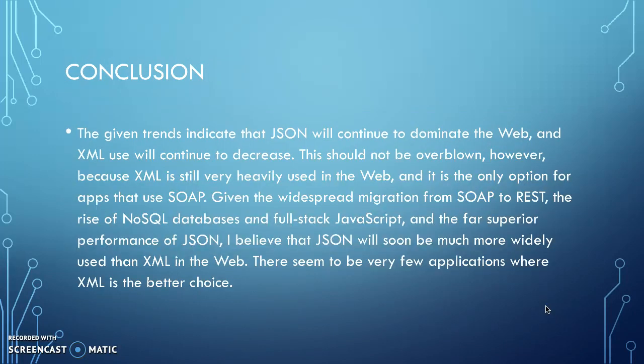We'll move over this, and to conclude, current trends indicate that JSON will continue to dominate the web and that XML will continue to decrease. This should not be overblown, however, because XML is still very heavily used in the web and is the only option for apps that use SOAP. Given the widespread migration from SOAP to REST, the rise of NoSQL databases and full-stack JavaScript, and the far superior performance of JSON, I believe that JSON will soon be much more widely used than XML in the web, and there seem to be very few applications where XML is the better choice.